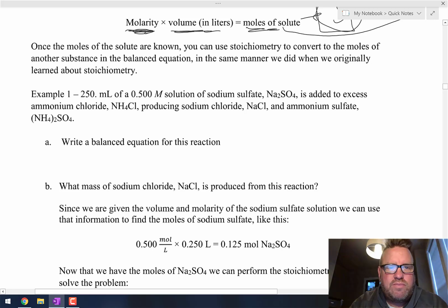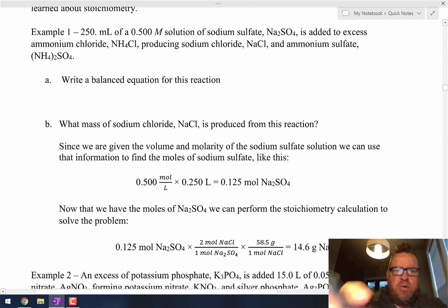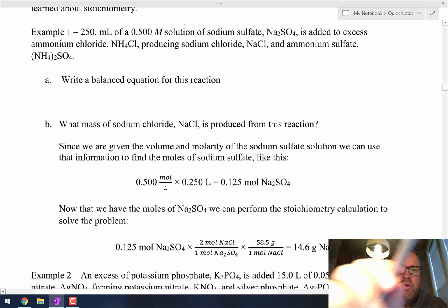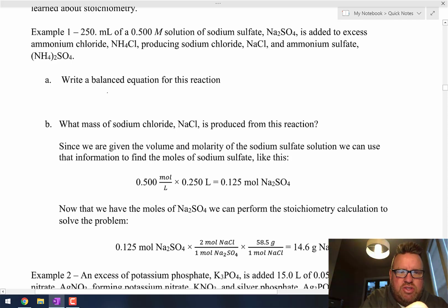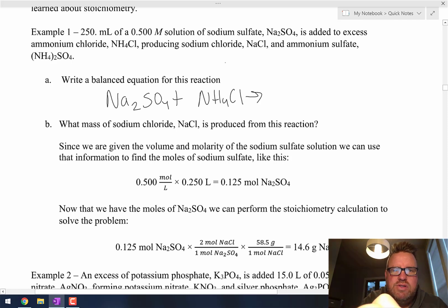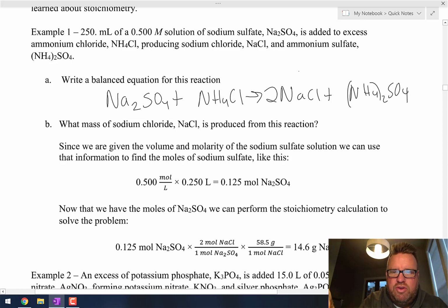Example number 1 says 250 milliliters of a 0.5 molar solution of sodium sulfate is added to excess ammonium chloride, producing sodium chloride and ammonium sulfate. Write a balanced equation for this reaction. First, we've got Na2SO4 reacting with NH4Cl. It's going to produce NaCl and (NH4)2SO4. I've got 2 sodiums, so I'm going to put a 2 there. That makes 2 chlorines, and we have 2 ammonium, so we need a 2 there. Our equation is balanced.